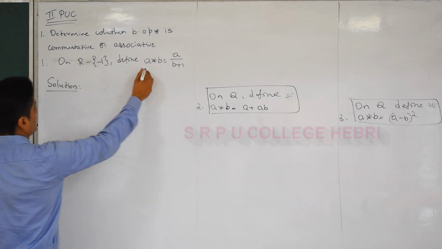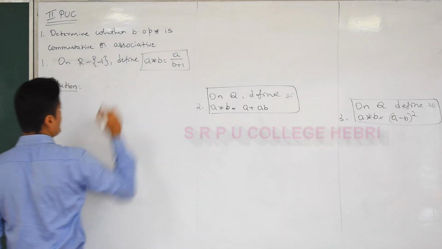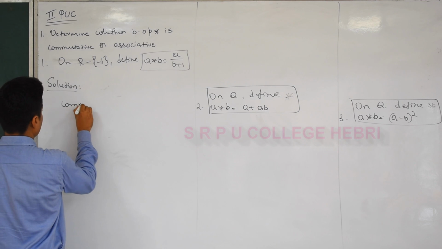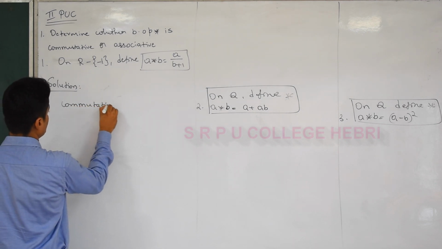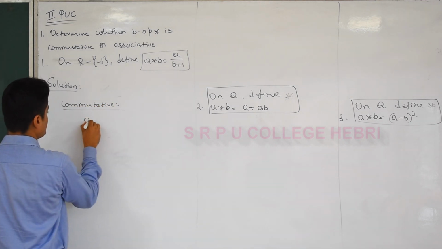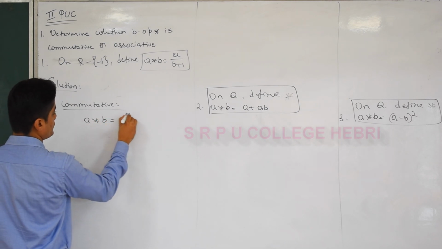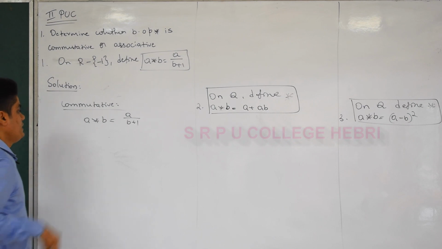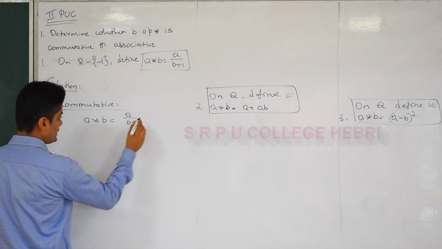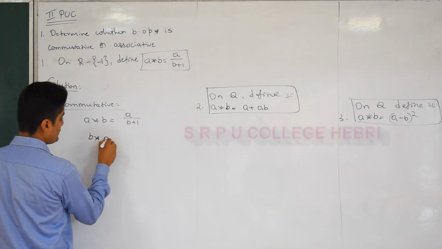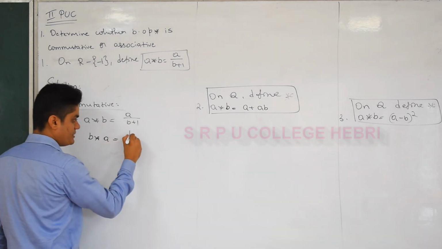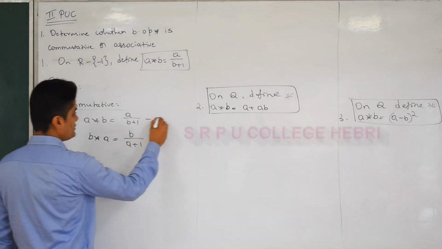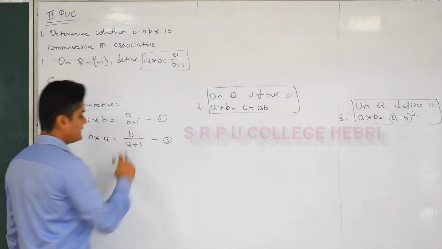First, the question: the binary operation is A star B is equal to A by B plus 1. First we are going to check whether it is commutative or not. So A star B is equal to A by B plus 1. So what is B star A? What should we do? Wherever there is A, write B, and wherever there is B, write A, that's all. Now check whether these two are equal or not.